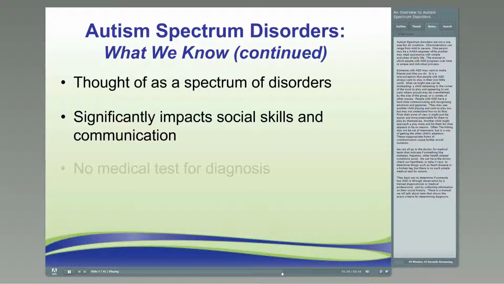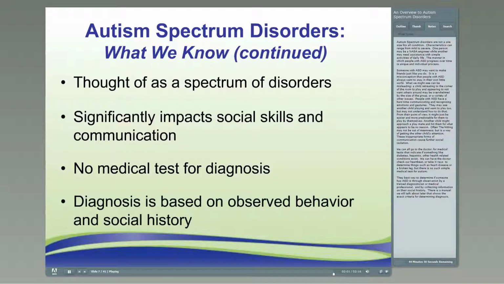We can all go to the doctor for medical tests that indicate if something like diabetes or hepatitis or other health-related conditions exist. We can have the doctor check our heartbeat or take x-rays to determine things such as heart disease or a broken leg. But there is no such simple medical test for autism. The best way to determine if someone has autism spectrum disorder is through observation by a trained diagnostician or a medical professional, and by collecting information on their social history. There's a manual we will talk about later that shows the exact criteria for determining diagnosis.